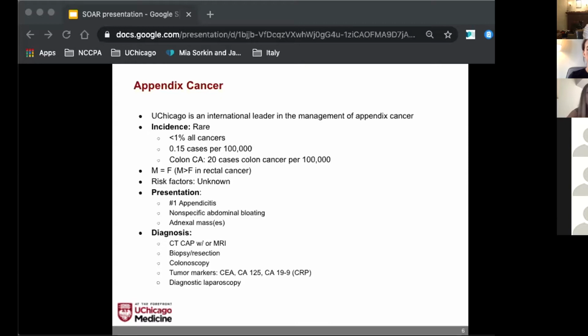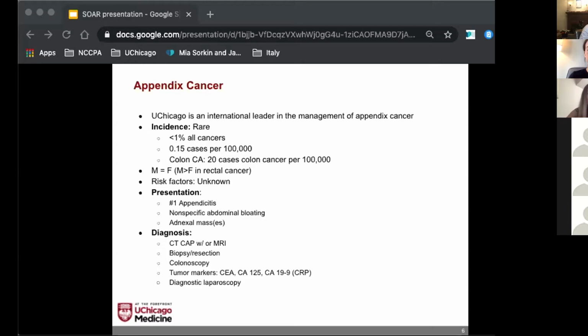In terms of diagnosis, I listed what a patient with a new diagnosis of appendix cancer would need in terms of full staging. They would need a CT, most commonly of the chest, abdomen, pelvis with contrast to look for metastatic sites of disease outside of the abdominal cavity. We need some sort of biopsy. Often these patients have had their appendix removed, and that's the way that we diagnose them.